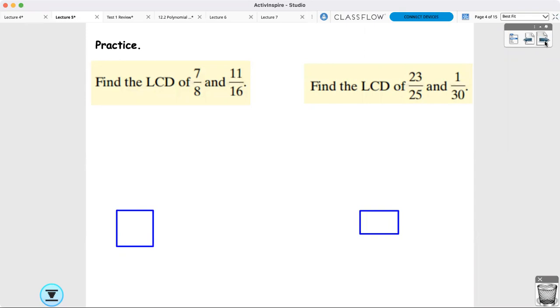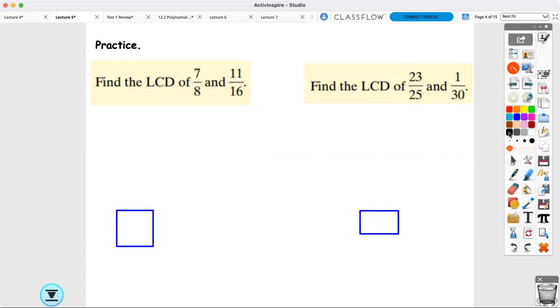All right, guys, so that was my timer. Would anyone like to share what they got for the LCD for the first one? If you got 16, you're on the right track. Ah, Priscilla, you got 24. Let's check it out.